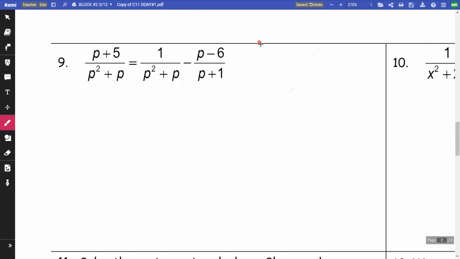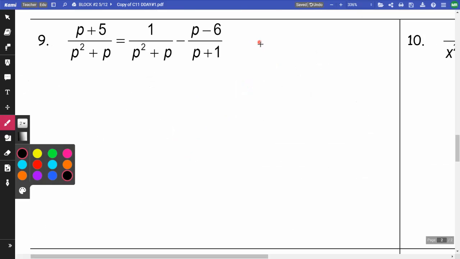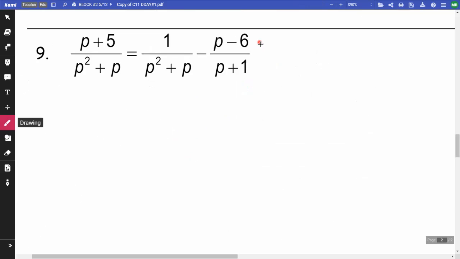On the next one, these are the ones where we're trying to solve. We're trying to factor and get rid of all of my denominators. So this first one is a p times p plus 1, I can factor that out. This one here is also a p times p plus 1. And this one here is a p plus 1.